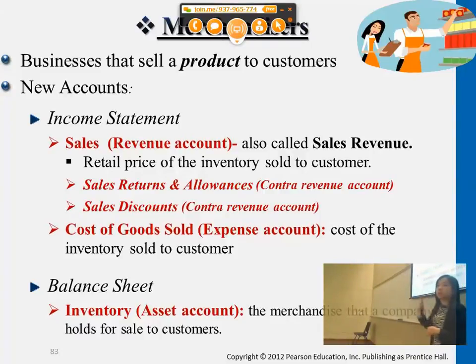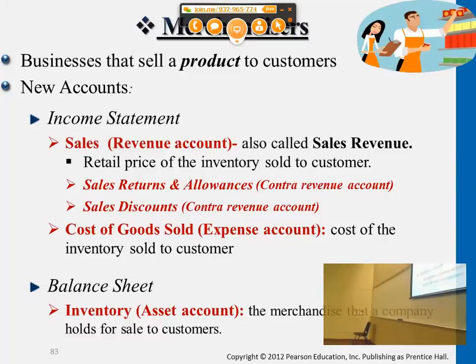So for income statement, you will see new accounts, sales. Some companies call it sales or sales revenue. These are interchangeable terms. And then if there are cases of returns, allowances, discounts, it will be listed right underneath the sales account.